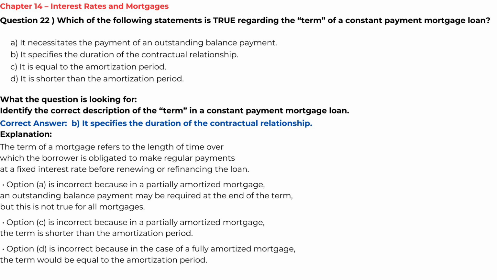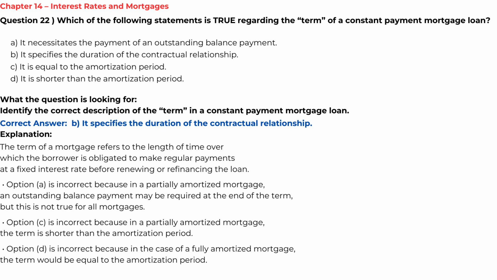Question 22. Which of the following statements is true regarding the term of a constant payment mortgage loan? The correct answer, B. It specifies the duration of the contractual relationship. Explanation. Term of a mortgage refers to the length of time over which the borrower is obligated to make regular payments at a fixed interest rate before renewing or refinancing the loan. Option A is incorrect because in a partially amortized mortgage, an outstanding balance payment may be required at the end of the term, but this is not true for all mortgages. Option C is incorrect because in a partially amortized mortgage, the term is shorter than the amortization period. Option D is incorrect because in the case of a fully amortized mortgage, the term would be equal to the amortization period.